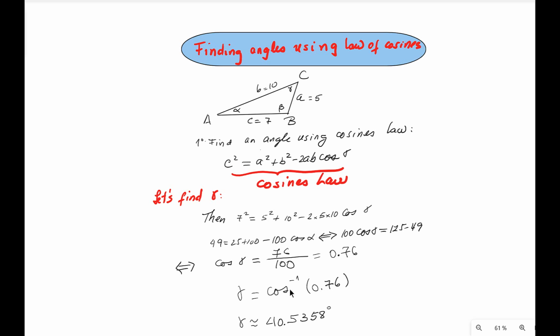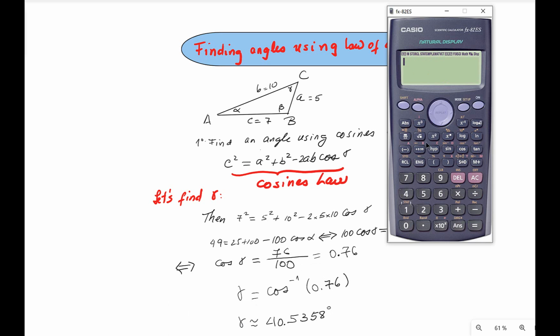This is the arc cos, the inverse of the cos to get the angle. I did it with a Casio calculator, like this. Shift cos to get cos to the minus 1, 0.76, and go. Get this number. I put 4 digits to not lose precision if possible. Anyway, it's not exact because there are more numbers to the right over here and more in the memory of the calculator. Gamma is 40.